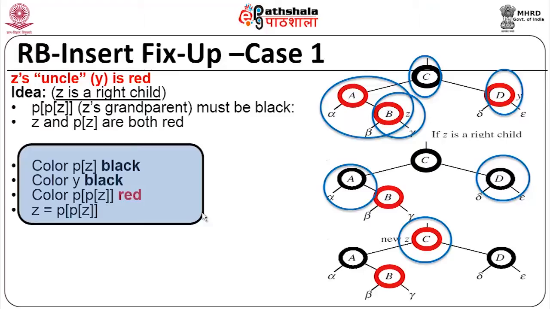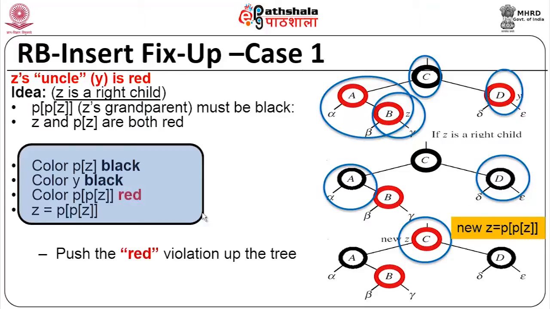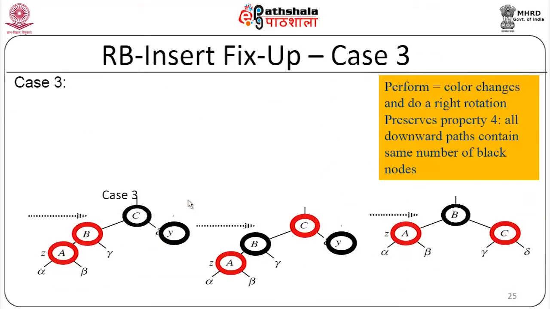What is the solution? You color the parent of Z as black. The sibling, I am sorry, the uncle also black, then change the color of the grandparent to red, and then make the grandparent a new Z. This is the fix up for the case 1. So, push the red violation up the tree, that is what we have done. We have pushed the red violation which we had, because A and B together could not have been red. So, that we have pushed up the tree and we are satisfying the red black property. It is the same action whether Z is a left or a right subtree, it does not matter.